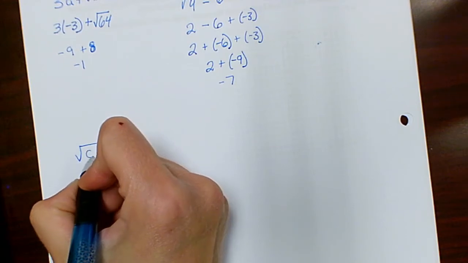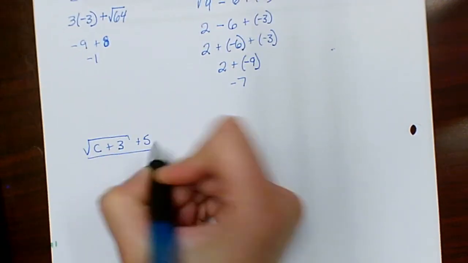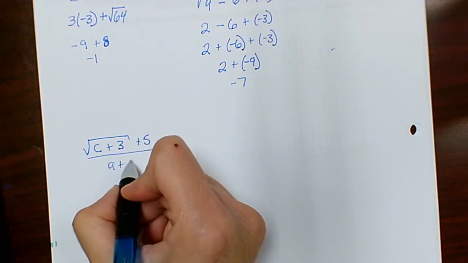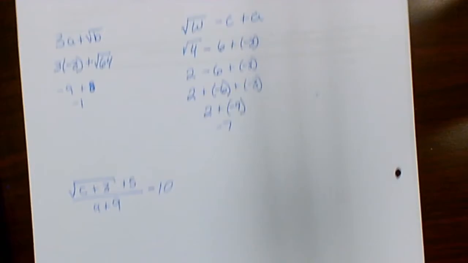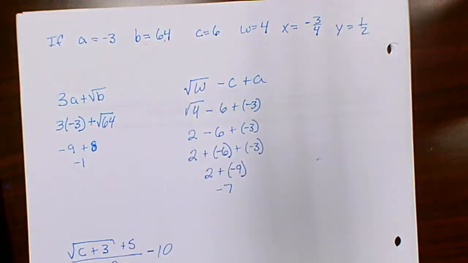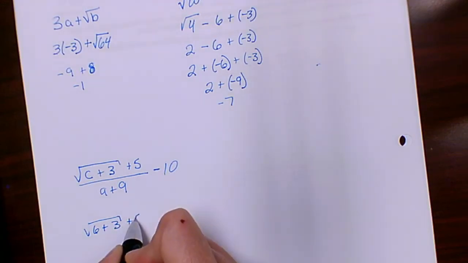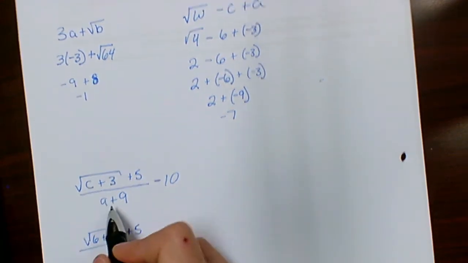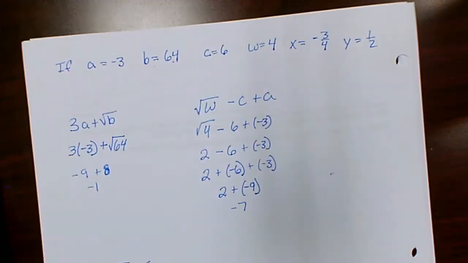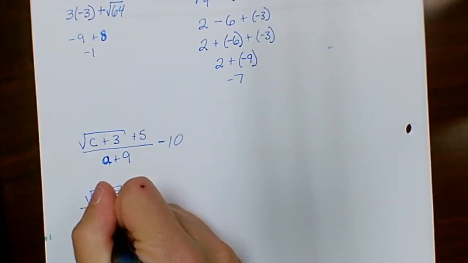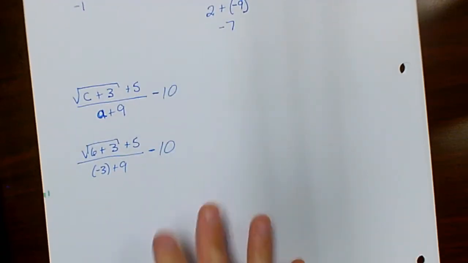Square root of c plus 3, and then we're going to add 5 all over a plus 9, and then we're going to subtract 10. Okay, c is 6, so square root of 6 plus 3, and we're going to add 5 to that. That's an A, kind of looks like a 9. A is the negative 3, so negative 3 plus 9. Then we're going to subtract 10 from that.